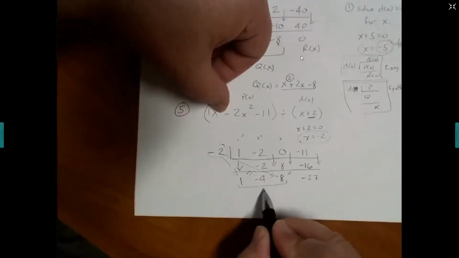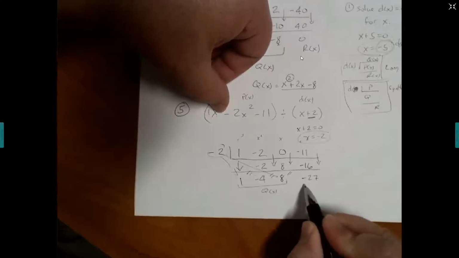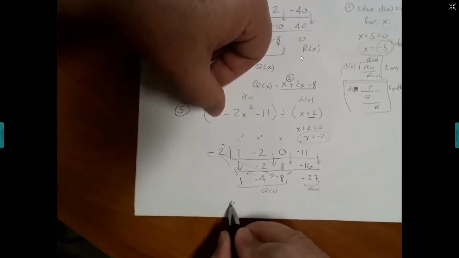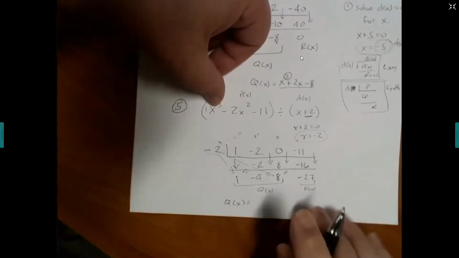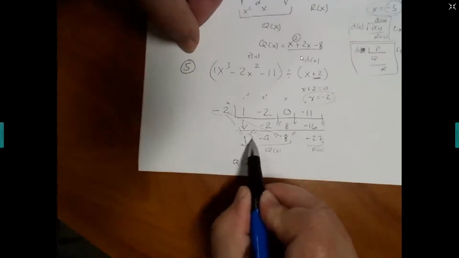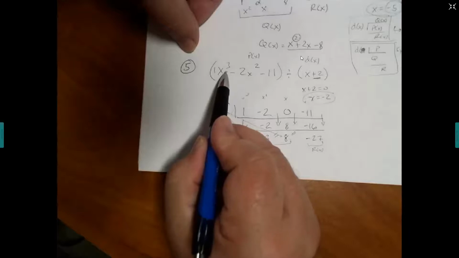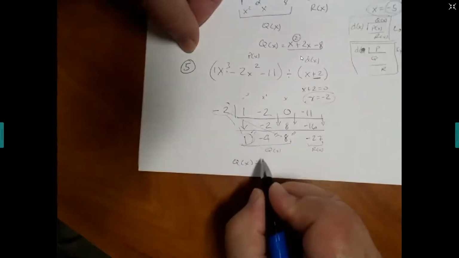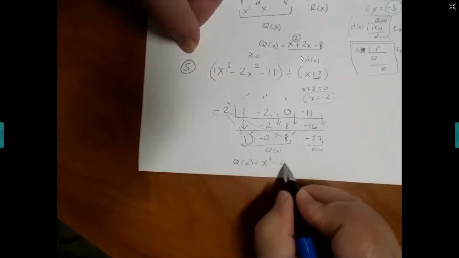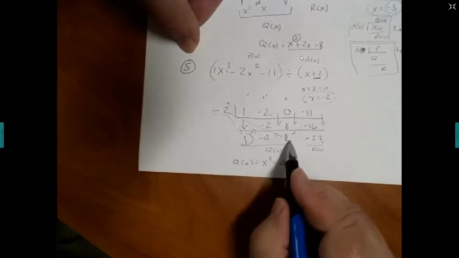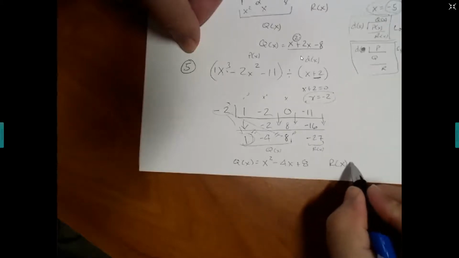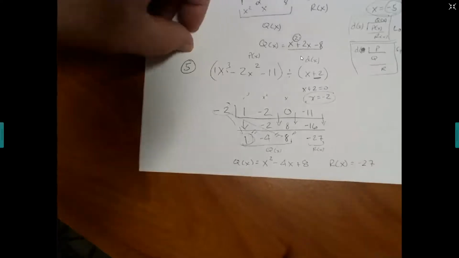Remember, this is your Q, and this is your remainder. So Q of X is equal to, the first term is always 1 less than the degree. So it's x squared minus 4x, then plus 8, with a remainder of -27.